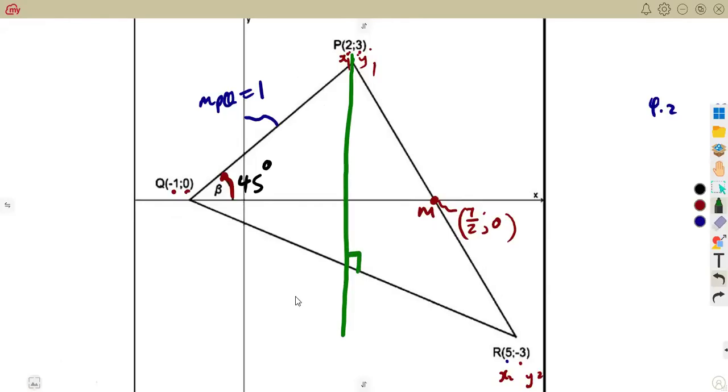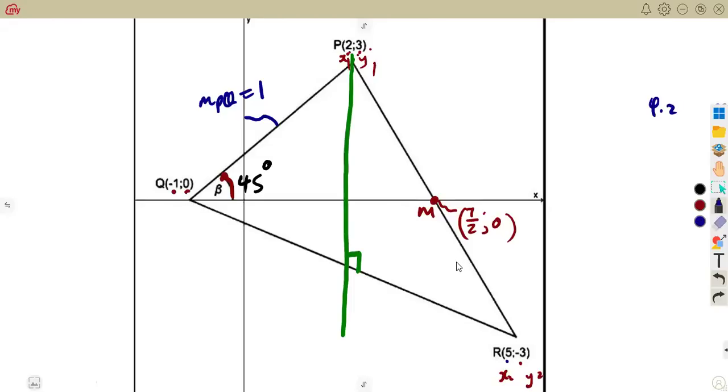They did not say it's a perpendicular bisector. No, they say just perpendicular. If they say perpendicular bisector, it means it will divide this line into two equal parts. But that is not our case. It will be just at 90 degrees. Please take note, guys. It will be just at 90 degrees. Only that. There is nothing important there.